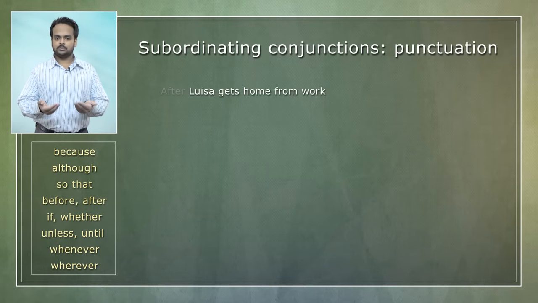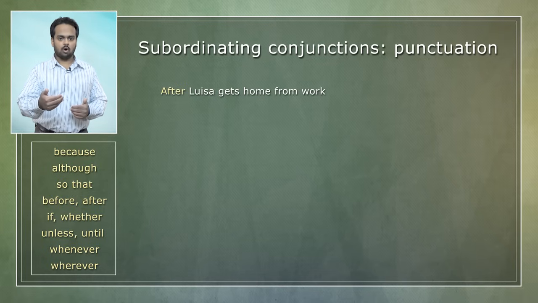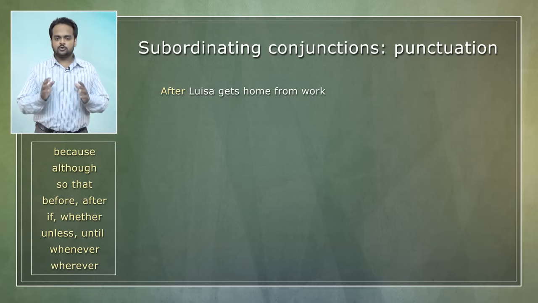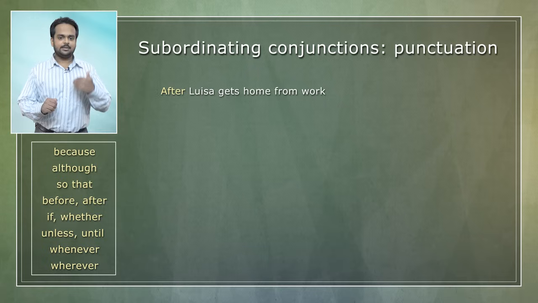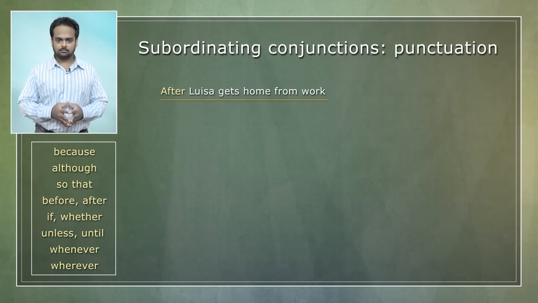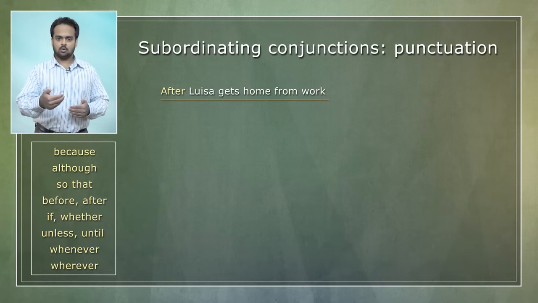If we remove it, the sentence can stand alone. Luisa gets home from work, it's fine. But if I say, after Luisa gets home from work, you will ask, okay, then what? What does she do? So you see, the sentence isn't complete. Thus, this is a dependent clause, which is also called a subordinate clause. The conjunction after makes it a subordinate or dependent clause, so after is called a subordinating conjunction.